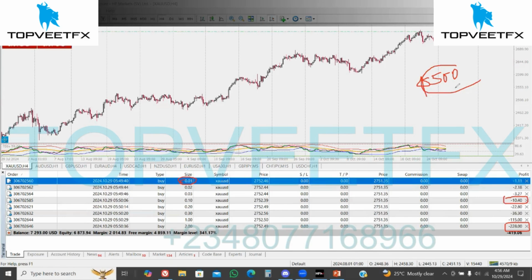So if the market just swipes or you have a surge, what we mean by surge is that let's say there's a news and it just dropped, boom, or it just went up, boom, your account can be cleared at once. That is what it means.